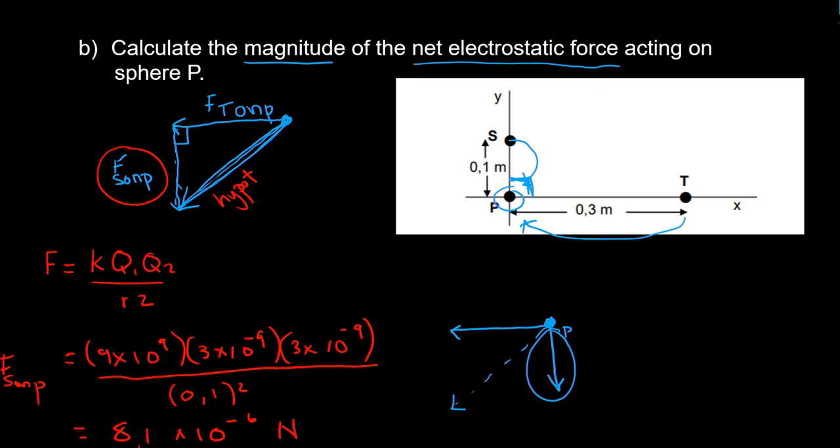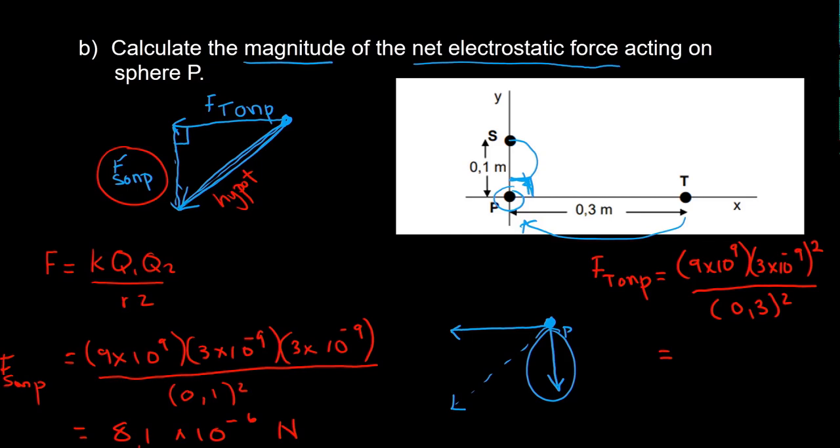Okay, we now need to continue to the next one. So we are going to have F of T on P, exactly the same thing. We are going to have 9 times 10 to the 9, that's the K value, and 3 times 10 to the minus 9 times 3 times 10 to the minus 9 divided by, now what is the distance? 0.3, square it. And the answer here is 9,0 times 10 to the minus 7 newtons.